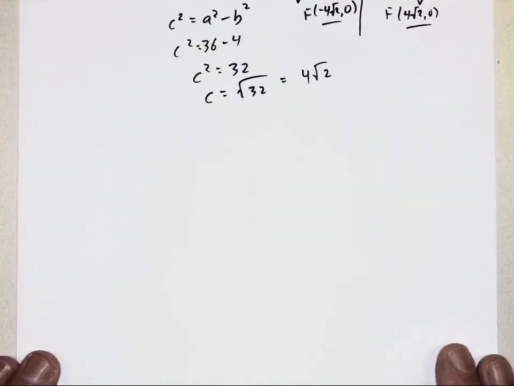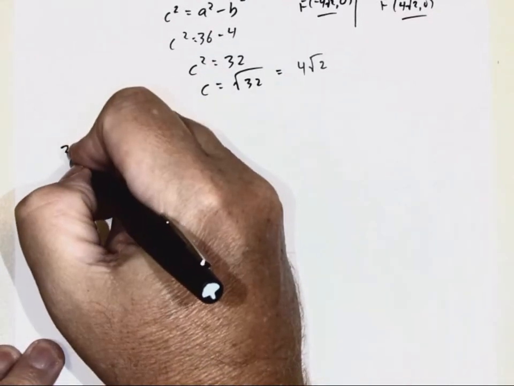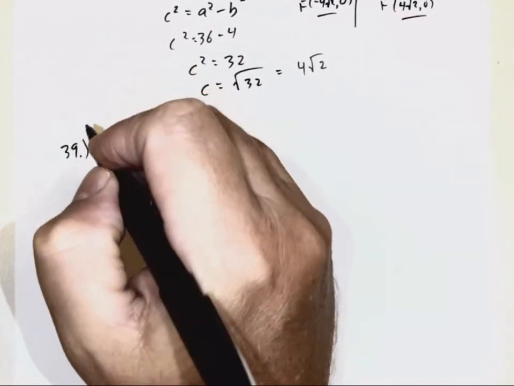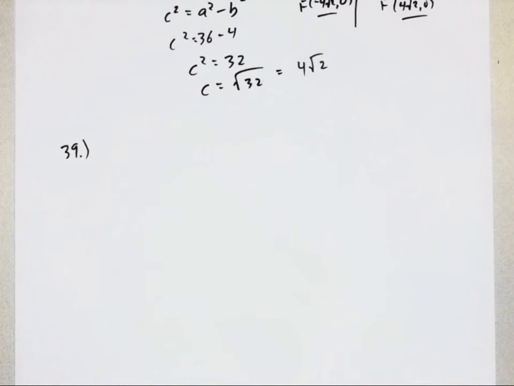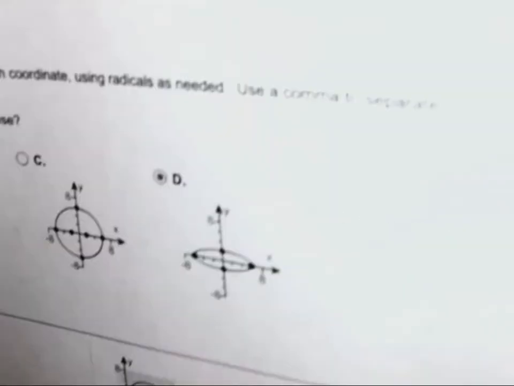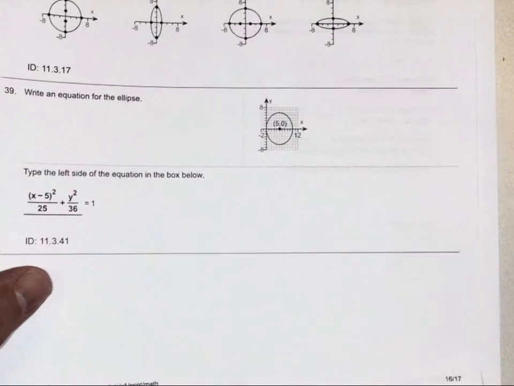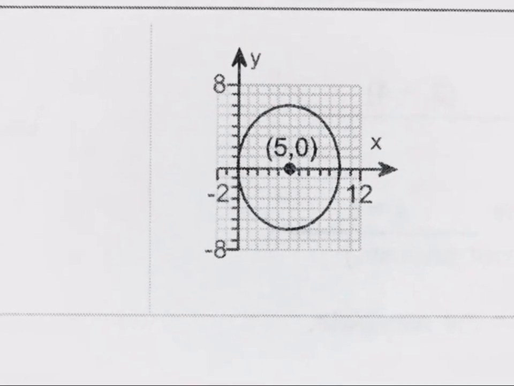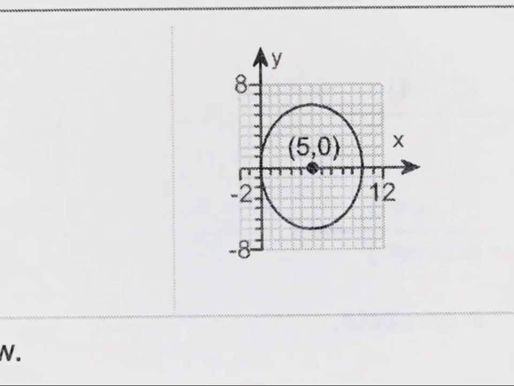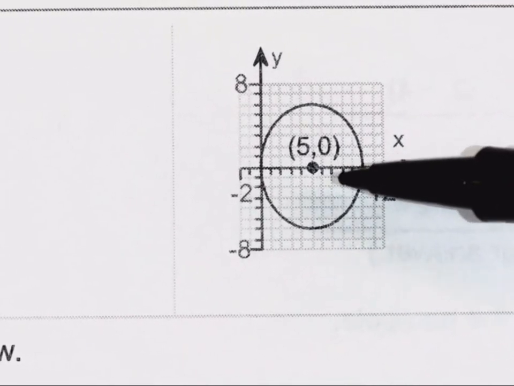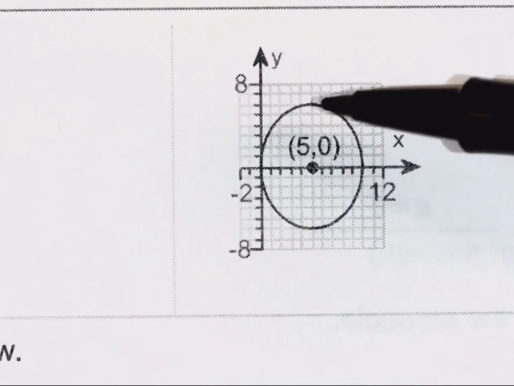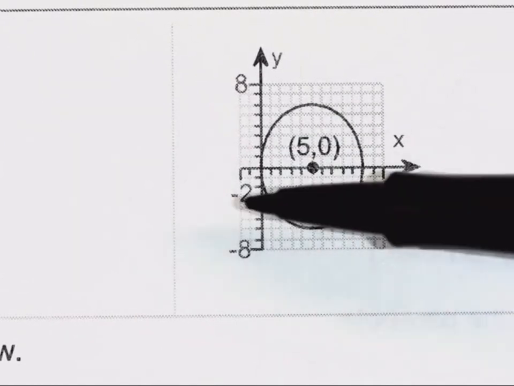All right, a couple more. Number 39. Here they give us a plot of an ellipse, and this is going to be hard to see because here it's so small. The key is with an ellipse, first the center is the key, and then you have to figure out how far you go up and down and how far you go left and right.